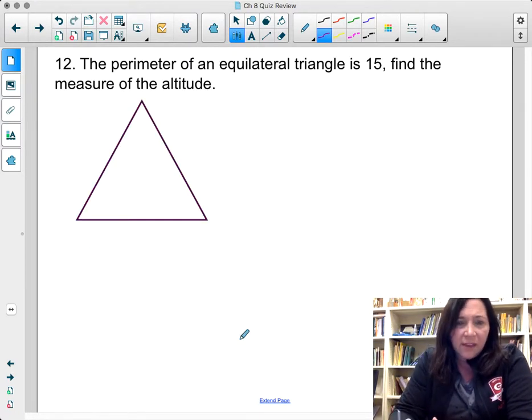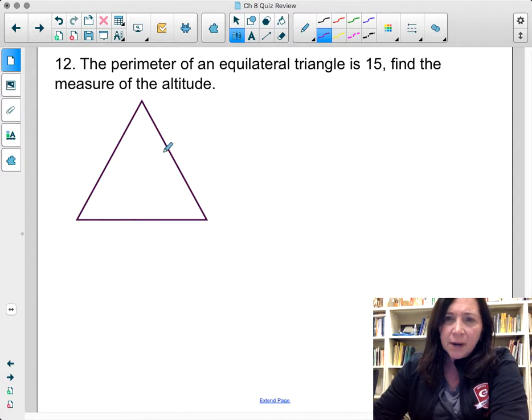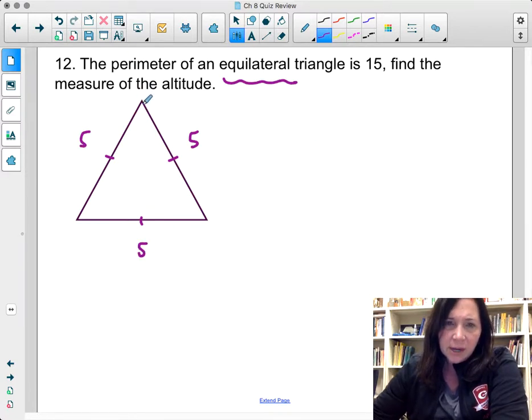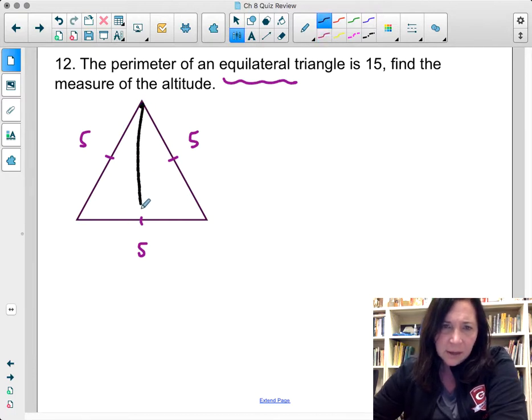Number 12 says the perimeter of an equilateral triangle is 15. By it being equilateral, that means all sides are congruent. So all 3 of these sides are the same. The perimeter is 15, so that means all of these sides are 5. Find the measure of the altitude. Now the altitude is going to come straight down, like this, and it's going to be perpendicular.